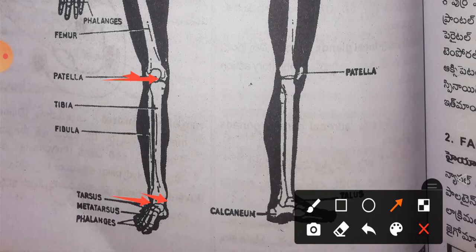In the ankle joint, three portions will be there. The first one is the tarsus. The middle one is the metatarsus. The last one is the phalanges. And next, the patella, the kneecap. The articulation is with the help of the femur bone and the tibia and fibula. Then the patella, tibia and fibula will be there. Okay, it's clear.